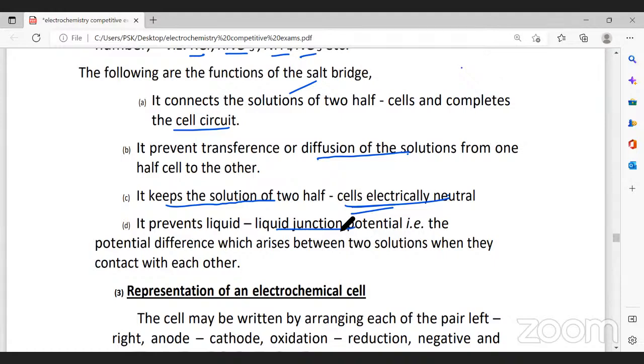It connects the solutions of two half cells and completes the cell circuit. It prevents transference or diffusion of solution from one half cell to the other. It keeps the solution of two half cells electrically neutral. It prevents liquid junction potential, that is the potential difference which arises between two solutions when they are in contact.